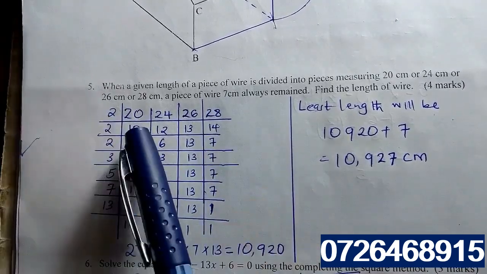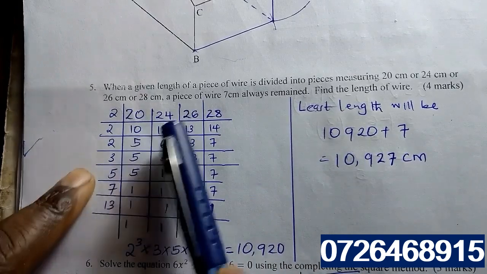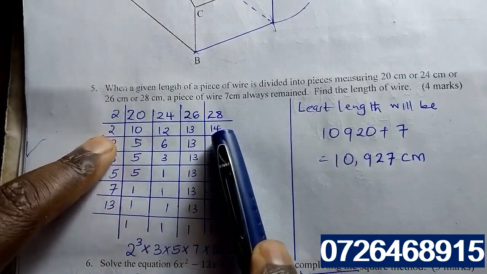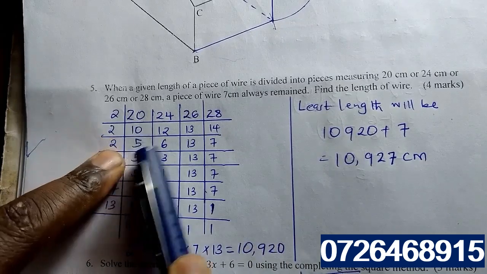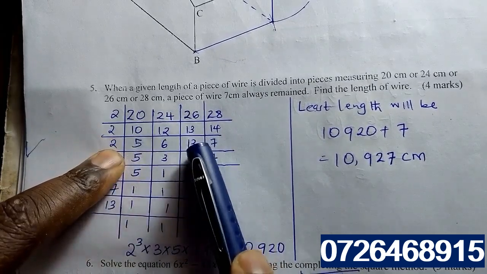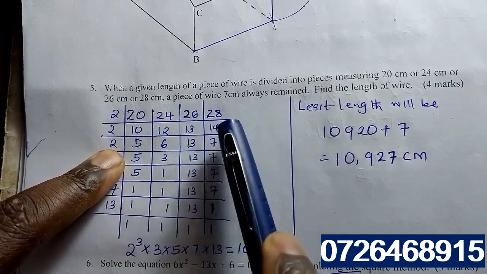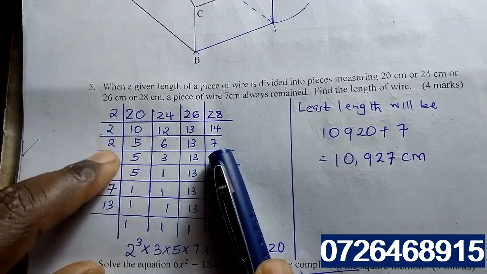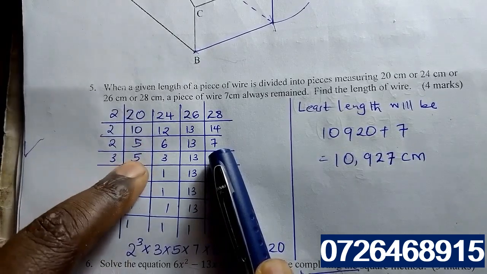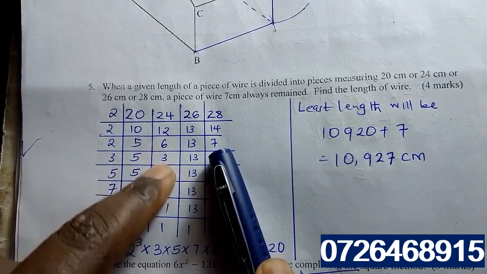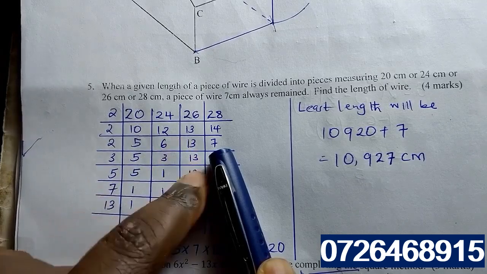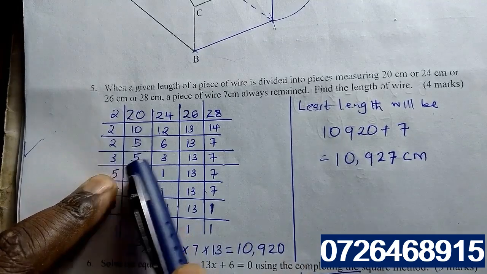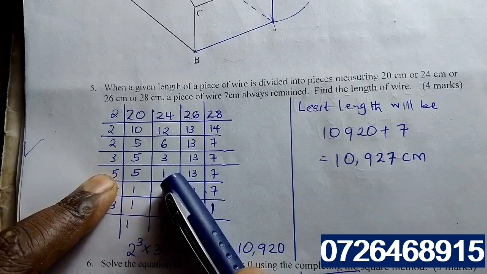2 inaenda kwa 10 mara 10. Inaenda kwa 20 mara 10, 24, 12, 13. Next 2 inaenda kwa 10, 5, kwa 12, 6, 13 haiendi, kwa hivyo unaweka 13, venye ilikuwa 14, 7. Next one 2 still, 2 inaenda kwa 2, haiendi kwa 5, so inabaki 5. 3 inaenda hapa, 13 inabaki the same, 7 inabaki the same. So the next number after 2 ni 3. Tunaenda 3 tunamalizana nayo. 3 inaenda 1, zingine zinabaki.